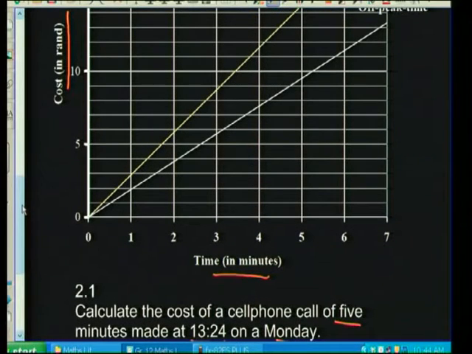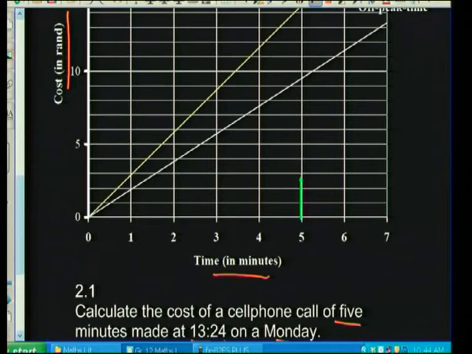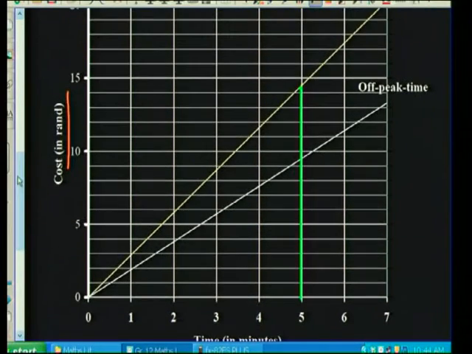5 minutes. So what I do is I take my ruler and I start at 5. I draw it up to my yellow graph. Then from my yellow graph, I draw a line to the axis and I do the reading here. So this reading, let's go back to my yellow, is what I am reading as the value. So if I look at my graph, now I've got to work out how much is that.